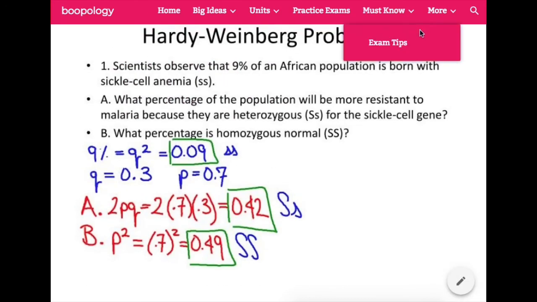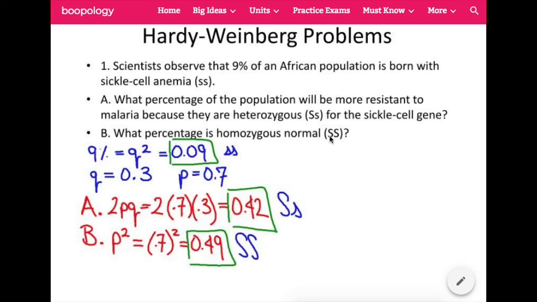And then here's one example of the problem. So you're given 9%. This would be the q squared. So to find q, you do the square root of 9%, and then you get 0.3. And since p plus q equals 1, you could deduce that p equals 0.7, or 70%. And to find part A, the heterozygous, you go 2pq, multiply it out, and you'll get 0.42 decimal, or 42%.